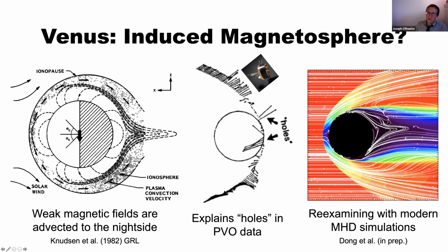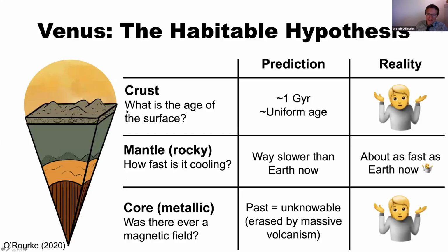Now, this is just a cartoon model from the 80s, and no one has ever taken a look at this, a sort of weak Venus magnetosphere, using modern magnetohydrodynamic simulations, and that's what we're doing right now. And we think it's possible that we will reproduce these data, which to me would be a provocative sign that Venus does in fact have crustal fields, which would make sense since every other major planet in our solar system has crustal fields.